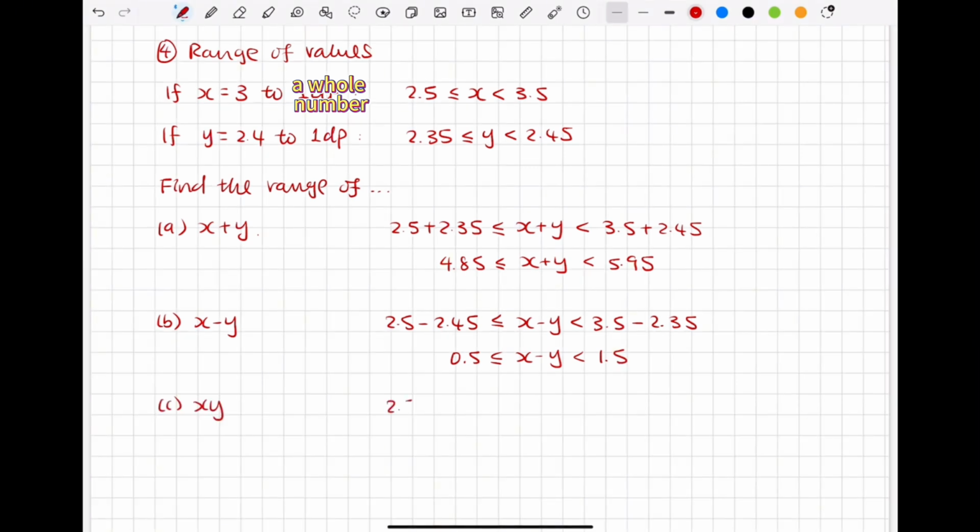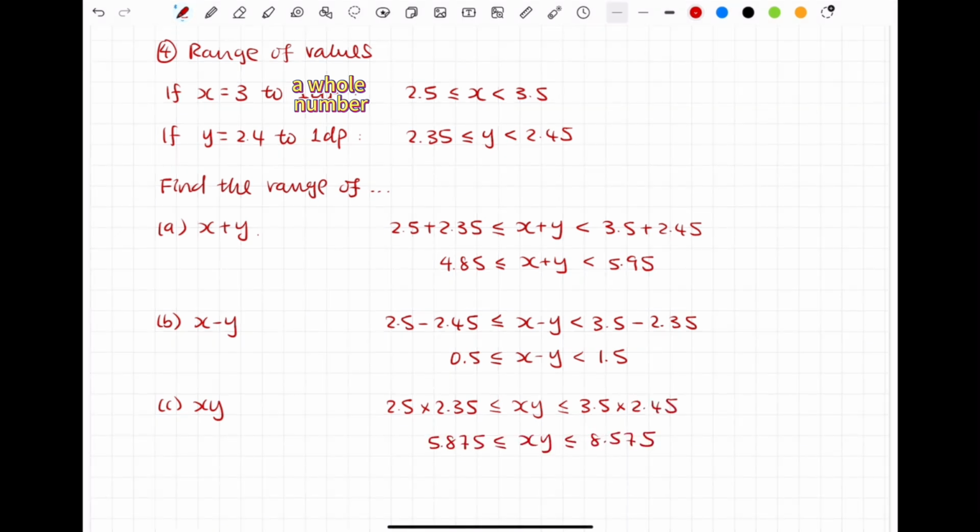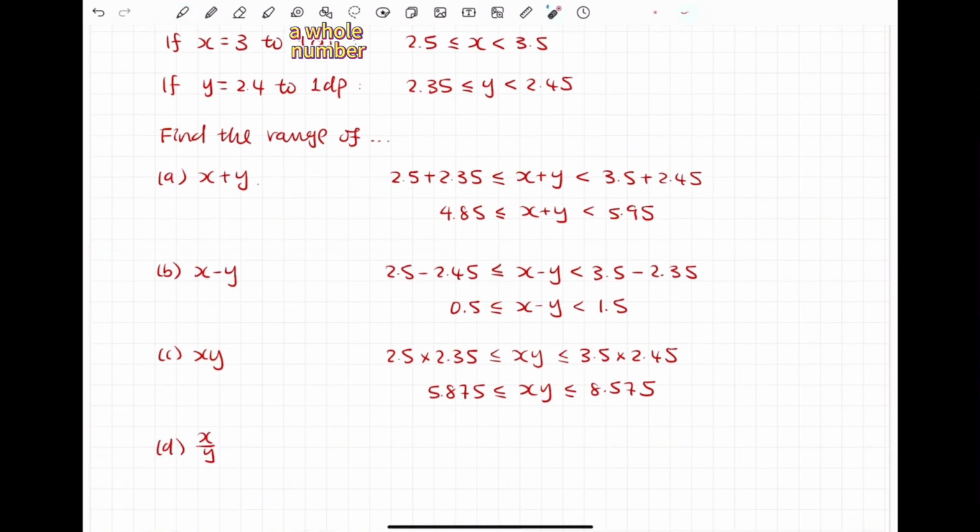Moving on to the next one, if we wanted to find the range of values for xy, now in order to get the smallest value of xy, we multiply the smallest values of x and y, and to find the largest value of xy, we multiply the largest values together. However, if we wanted to find the range of values of x over y, what we need to do to find the smallest value is to divide the smallest value by a larger value, which is 2.5 over 2.45. And to find the largest value of x over y, we need to divide the largest value by a smaller value, which is 3.5 over 2.35.